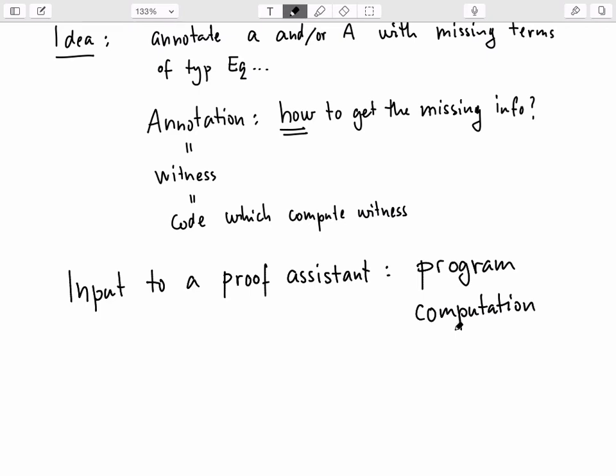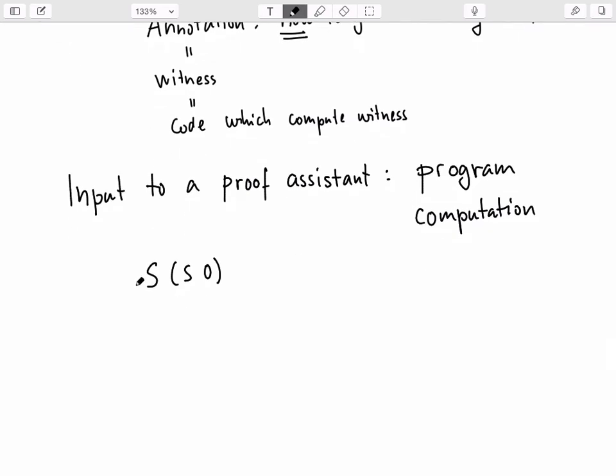If he types in something like s of 0, it sort of looks like a proof term. But you have to do something with it before you know that it's a proof term. You have to at least scan it and make sure that it's okay. So I would prefer not to think that a proof assistant accepts a term and a type and tells me whether everything is okay, because that's not what happens.